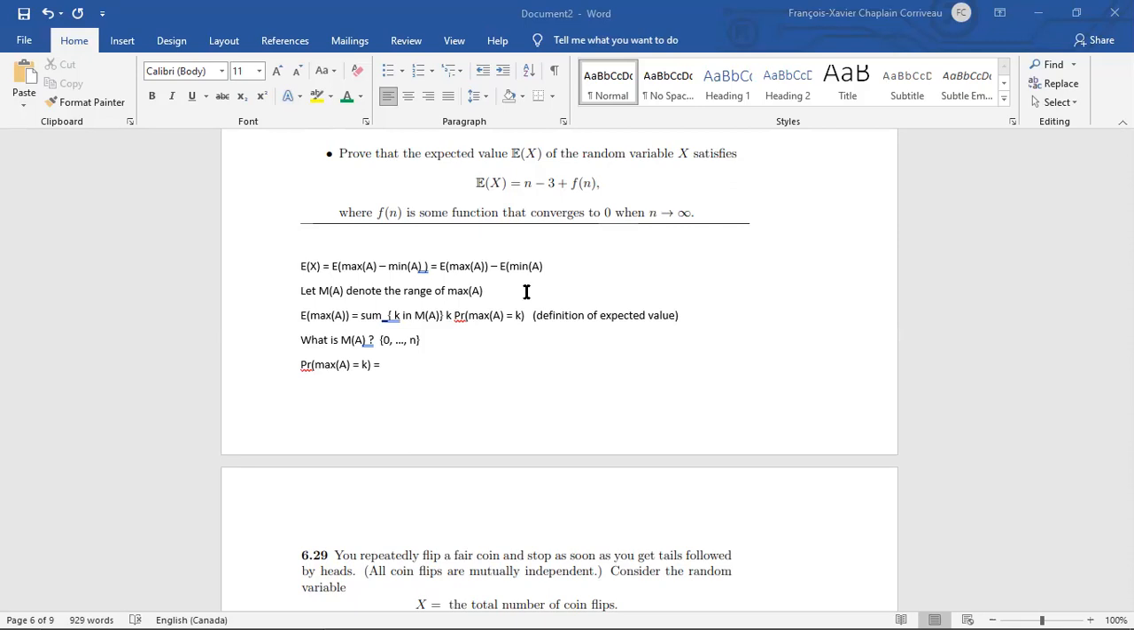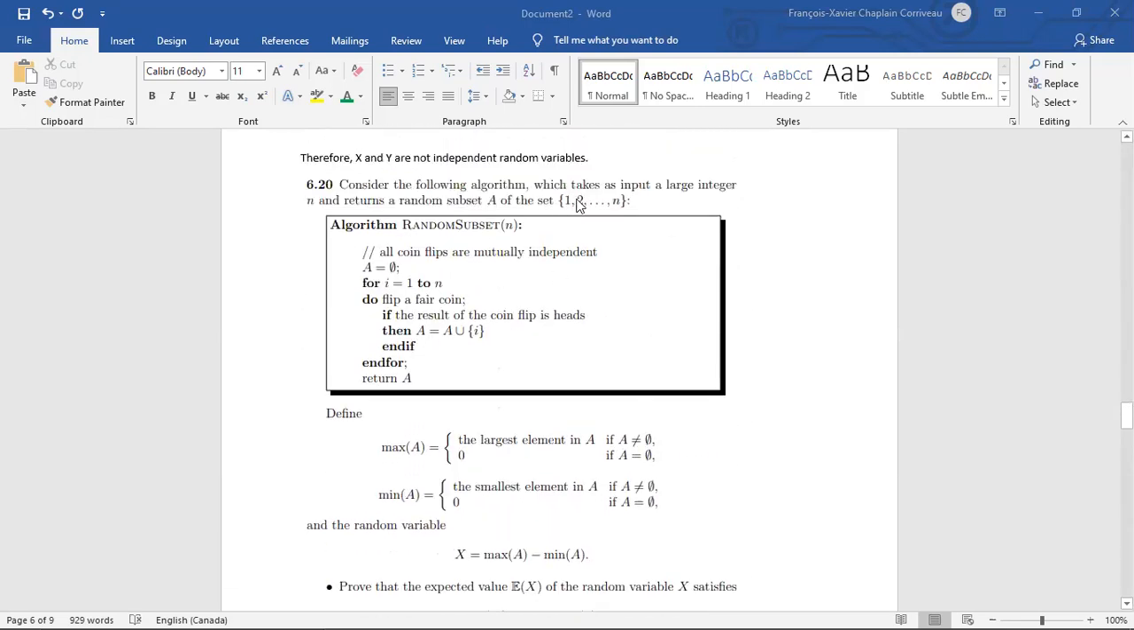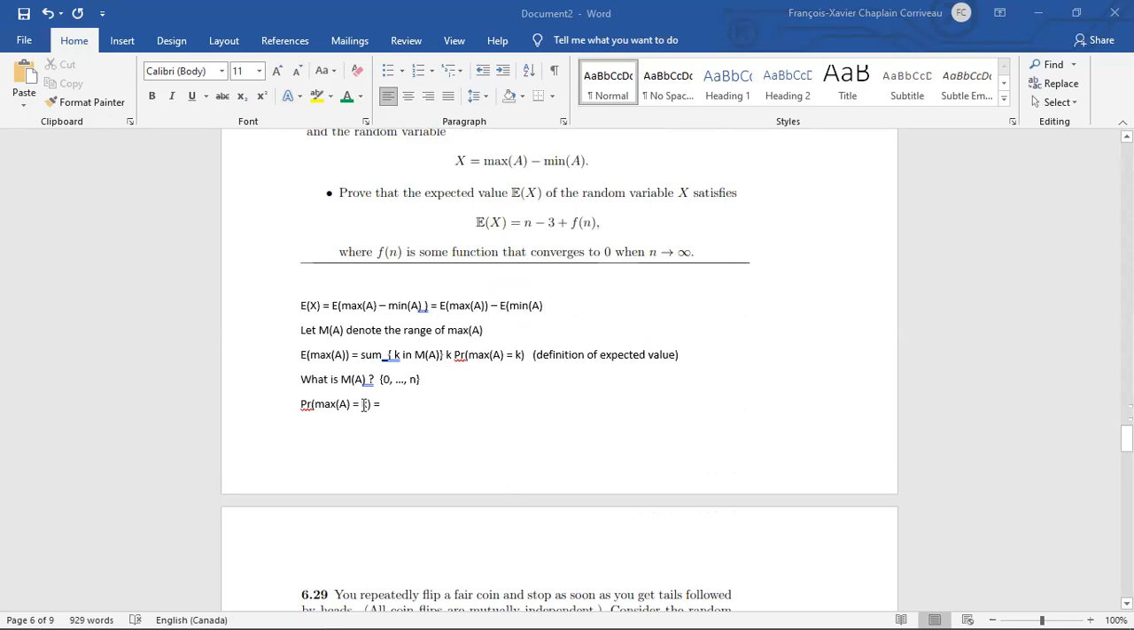Someone said 1 over n. Not quite. Remember, we're not picking the elements at random. We're flipping a coin for each of them. Yes, that's exactly what you should think about. It's what Stephen wrote. So k is just some number from 0 to n. K is my maximum. So if you prefer, for any k, the maximum of A.